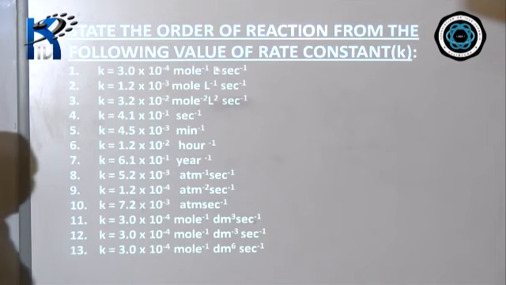It is clearly visible, you see liter here. And what is the power of it? 1. So add 1, so it becomes 2. So this is a second order reaction. Similarly, in this number 2 question, what is the power of the liter? Minus 1, add 1, 0. So therefore it is a zero order reaction. In the third one, what is the power of the liter? 2, add 1. So it is a third order reaction.